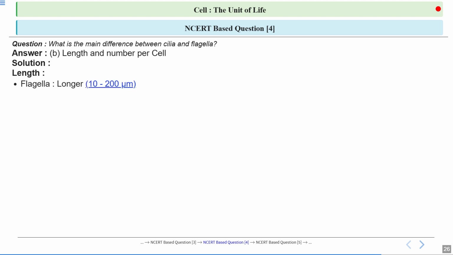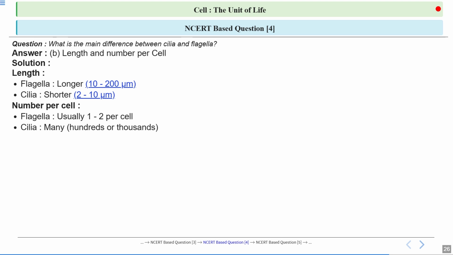Okay, let's have a look at the explanation. Flagella are longer, 10 to 200 micrometers. Cilia are shorter, 2 to 10 micrometers. For number per cell, flagella are usually 1 to 2 per cell and cilia can be many, from 100 to thousands.